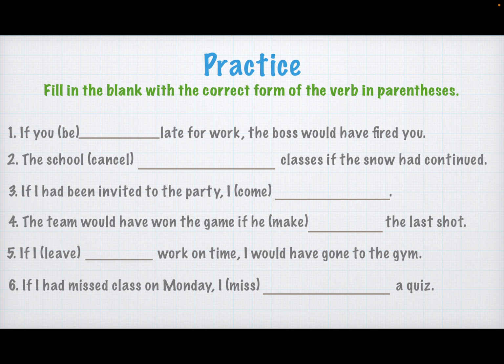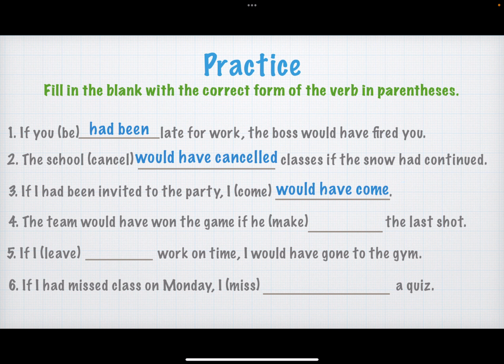All right, welcome back. These are all unreal conditionals, so let's take a look at this practice. Number 1, if you had been late for work, using past perfect in the conditional clause there. Number 2, the school would have canceled classes. So I want to use would plus have plus the third form of the verb here for number 2 in the result clause. Number 3, if I had been invited to the party, I would have come.